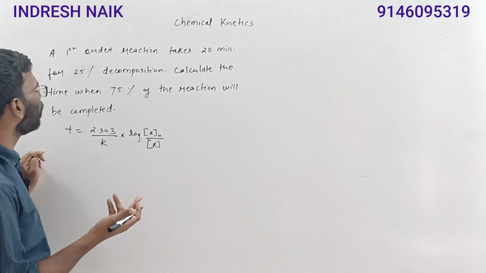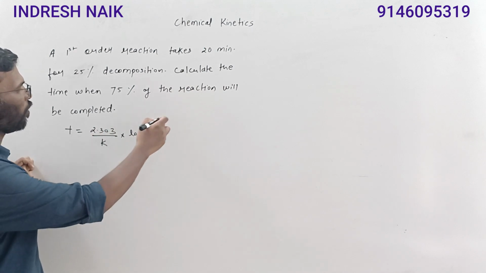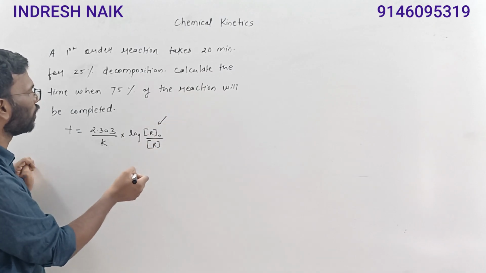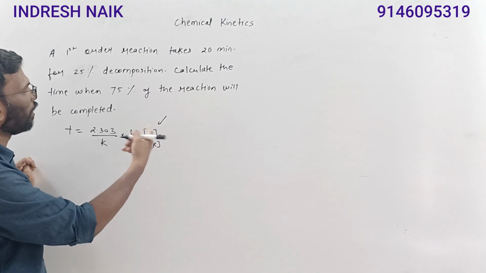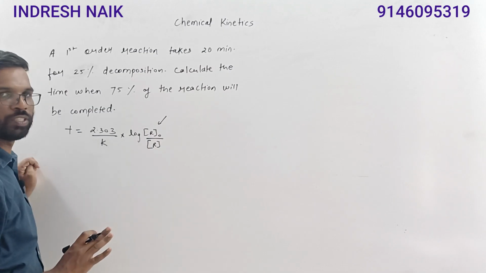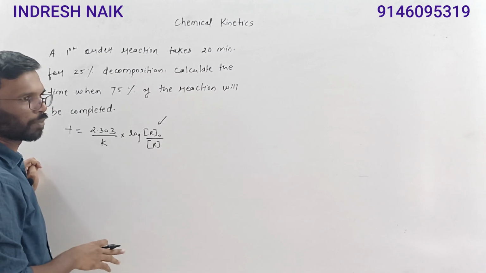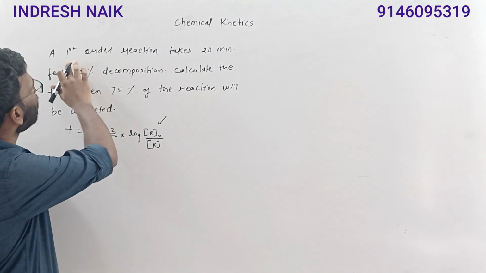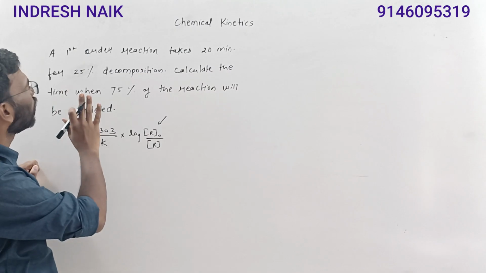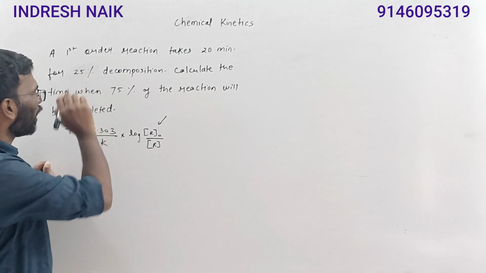Now calculate the time when 75% of the reaction is complete. This is 100, and 75% complete means what will be remaining over here? Just 25 is remaining, right? So to do that I need a k, right? There is data given initially that the first order reaction takes 20 minutes for 25% completion. Using this data I can find k.